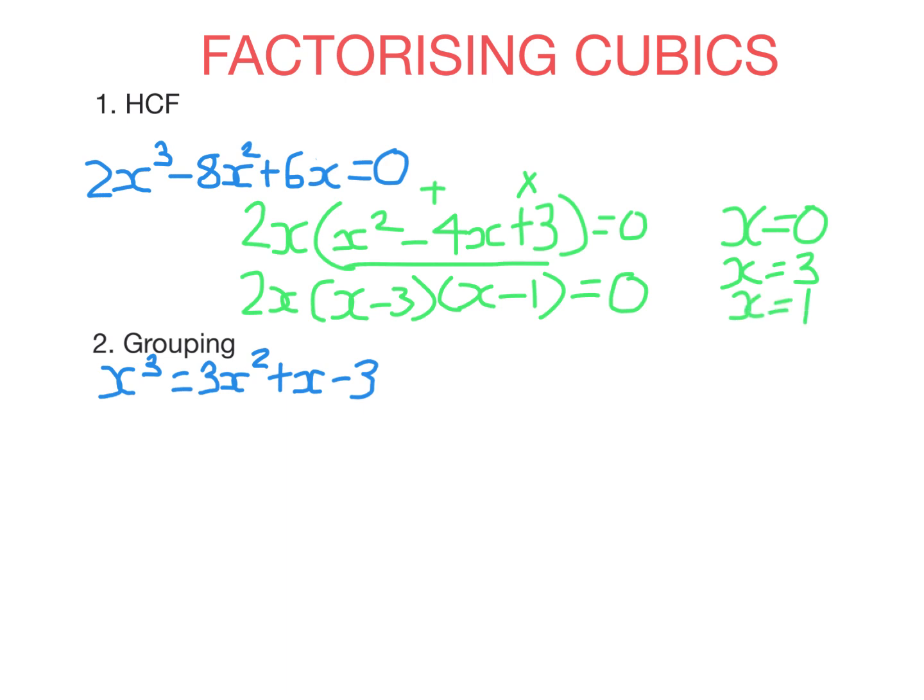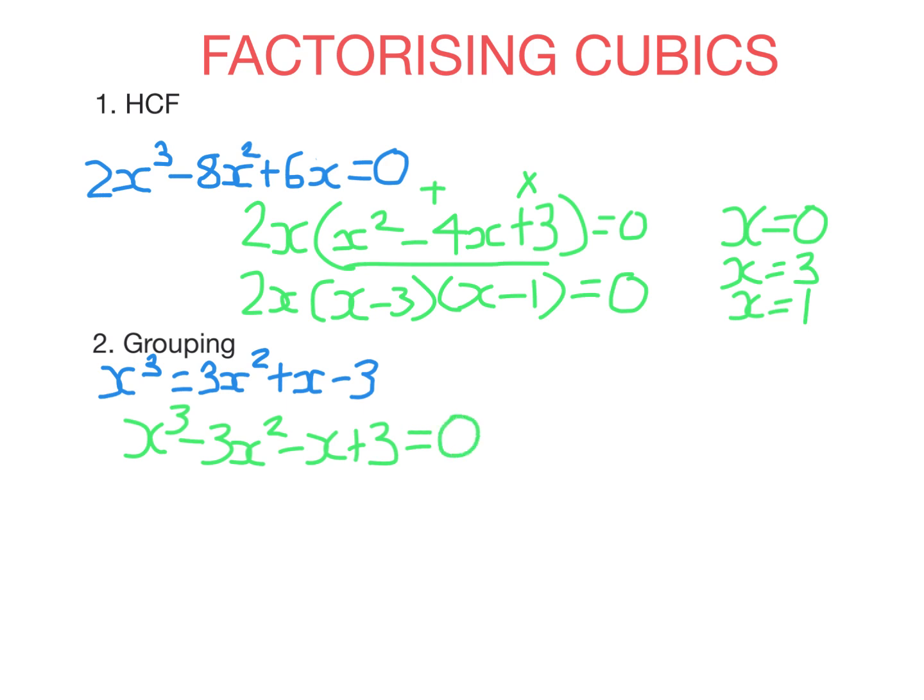The next method of factorizing I'll show you is grouping. So we're going to solve this equation. Now, whenever you're solving a polynomial equation, be it cubic, quadratic, or whatever, first we need to make sure one side is equal to 0. So here I'm going to subtract from both sides the 3x squared. I'm going to subtract the x and add 3 to both sides. We need one side equal to 0.